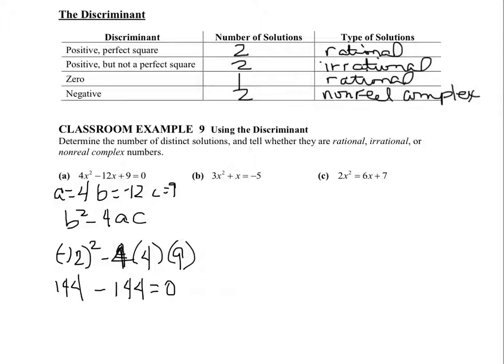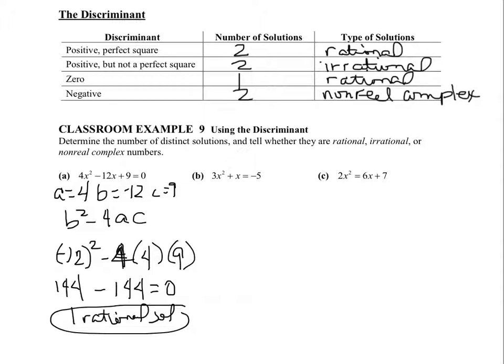How many solutions and what kind? I have one rational solution. Now notice I don't know what it is. I haven't used the quadratic formula to find the solution itself. I just know there's going to be one and it's going to be rational. And I'm done because that's all it asked me for.